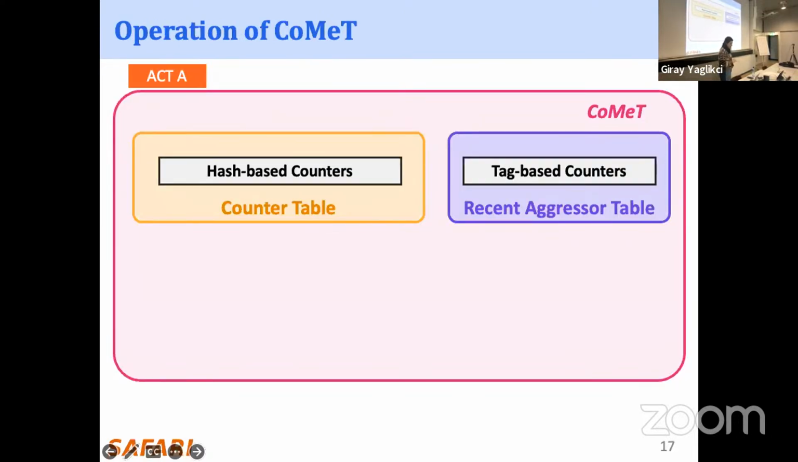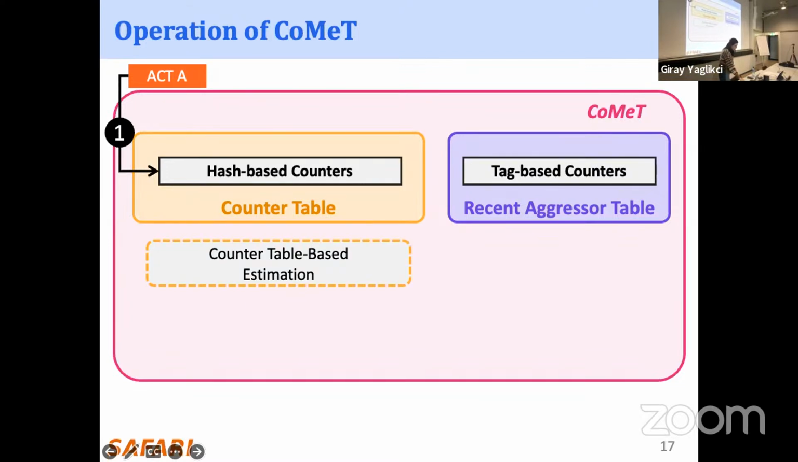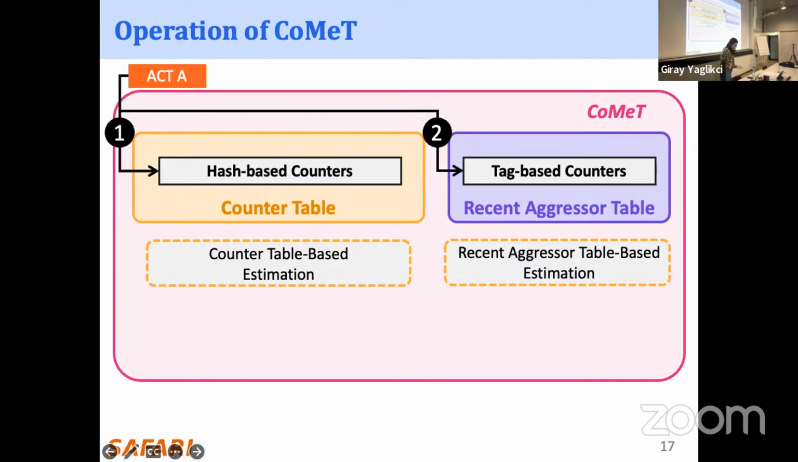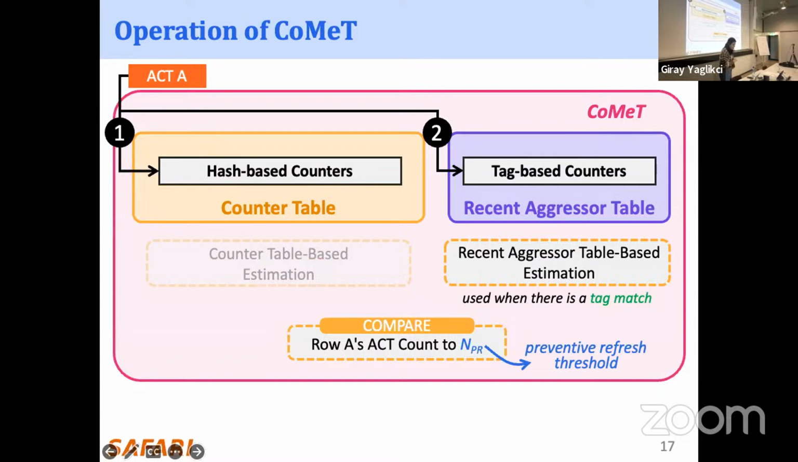This is a high-level summary of how CoMeT operates. When there's an activation to row A, CoMeT first checks the counter table that implements hash-based counters and gets an estimation based on that. At the same time, it checks the recent aggressor table that has tag-based counters and gets another estimation. CoMeT uses the recent aggressor table-based estimation when there's a tag match, because we know that tag-based counters are more accurate. After that, CoMeT compares this estimation of the activation count to the preventive refresh threshold, and if that activation count reaches the threshold, it preventively refreshes victim rows.